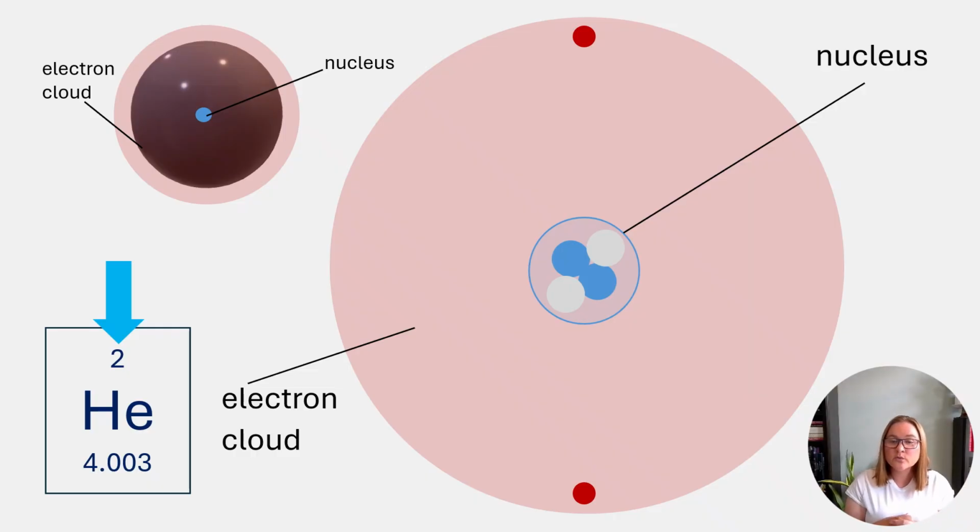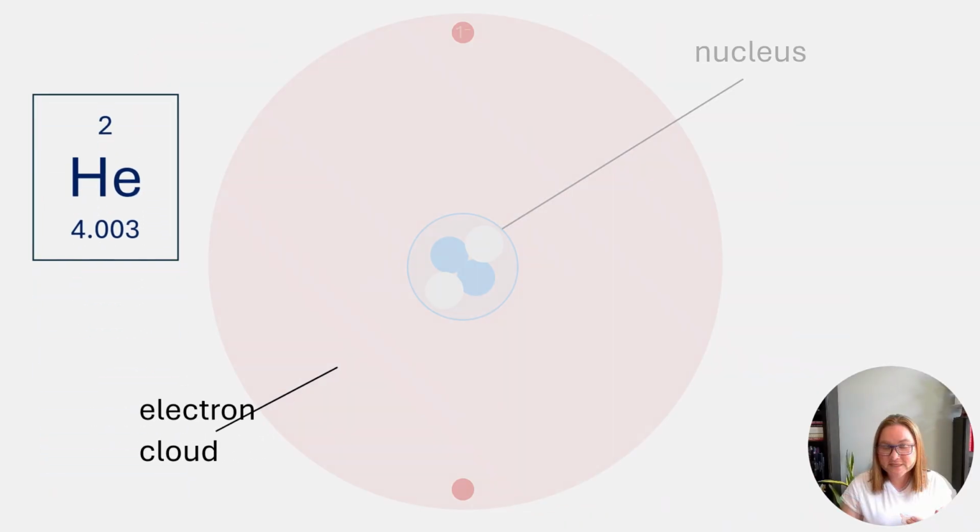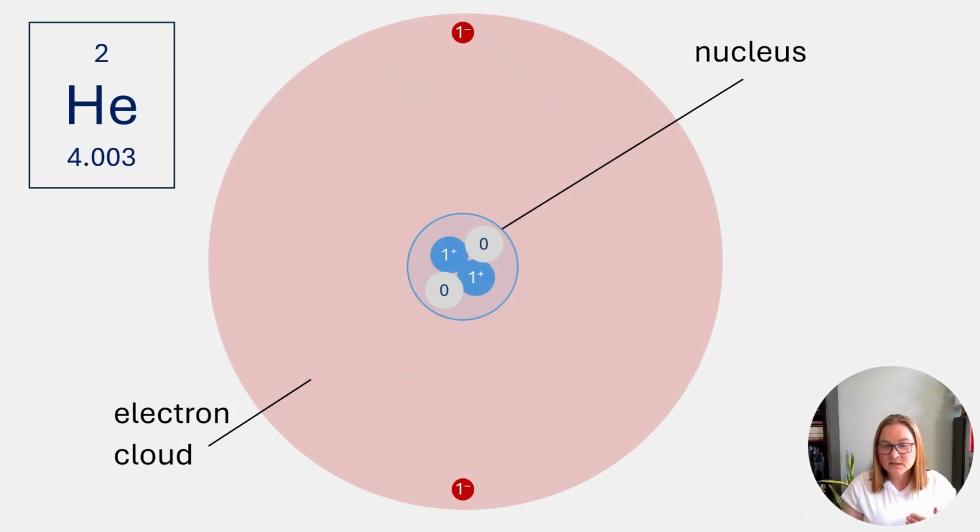And now you know where the subatomic particles are located in an atom. The nucleus has the protons and the neutrons, and the electron cloud has the electrons. Remember that each of these particles has a charge associated with it, shown here.